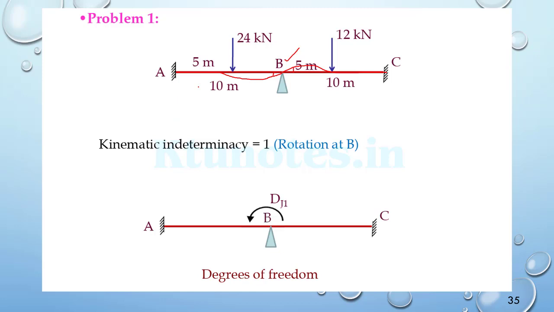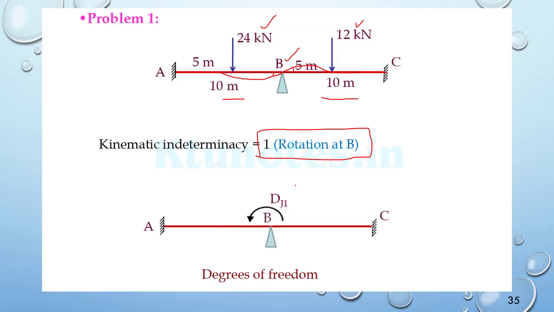So for this question, with the AC beam with midpoint B as a hinge support, and with the loading 24 and 12 at the midpoints of the respective AB and BC, and having a total length of 10 plus 10, 20 meters, the kinematic indeterminacy is equal to 1, which is the rotation at the beam.